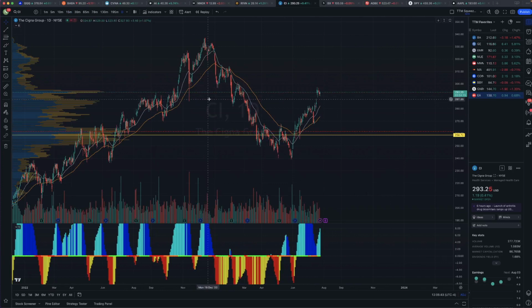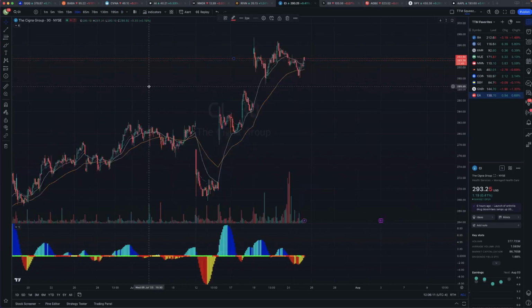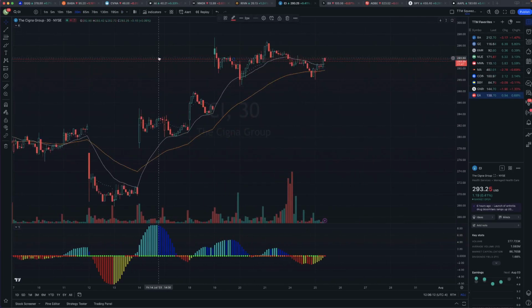Let's see where we've pushed up just above this point of control level here, which I'll put in red and see if that matches up when we get down into a smaller time frame. That level is 293.77. And it's kind of consolidating right there. So let's get into what this looks like here.